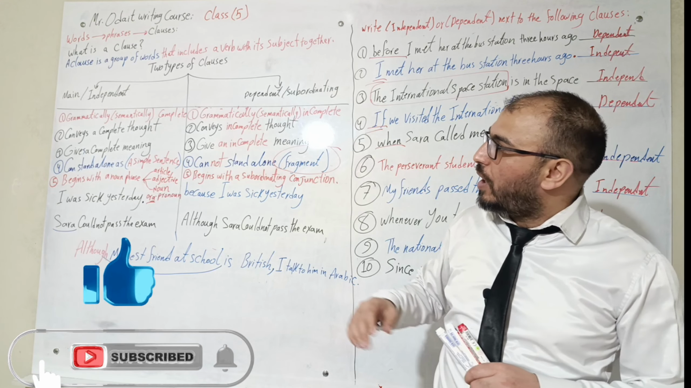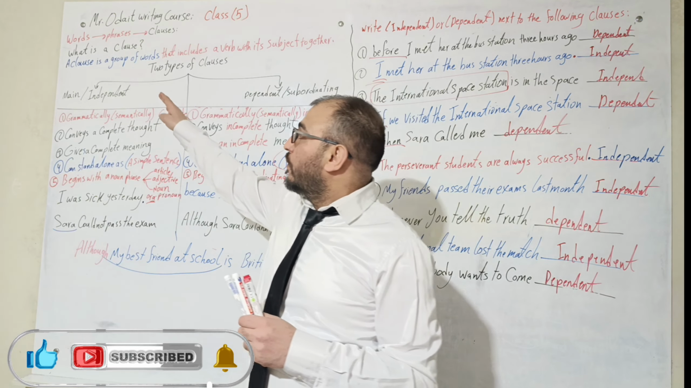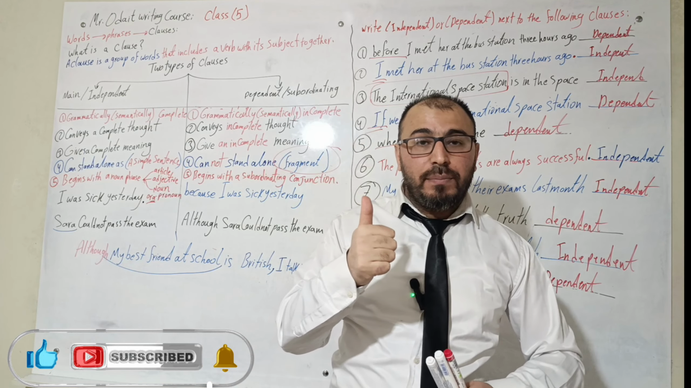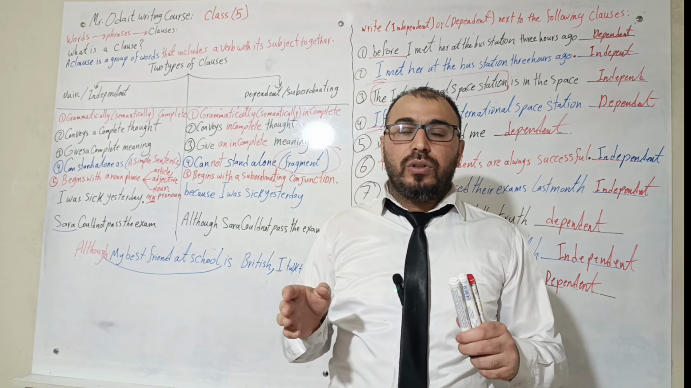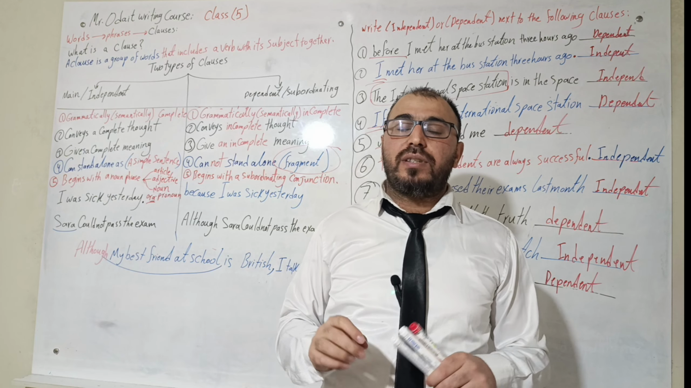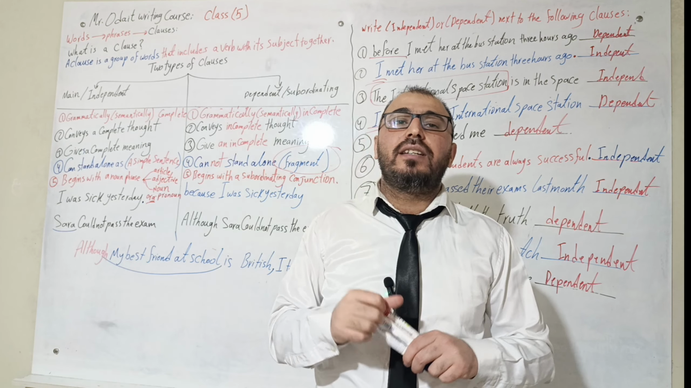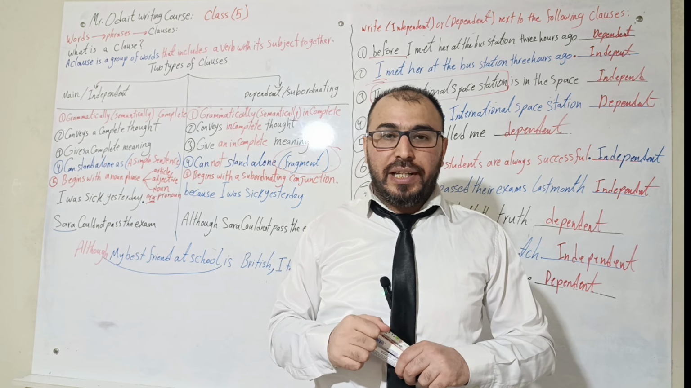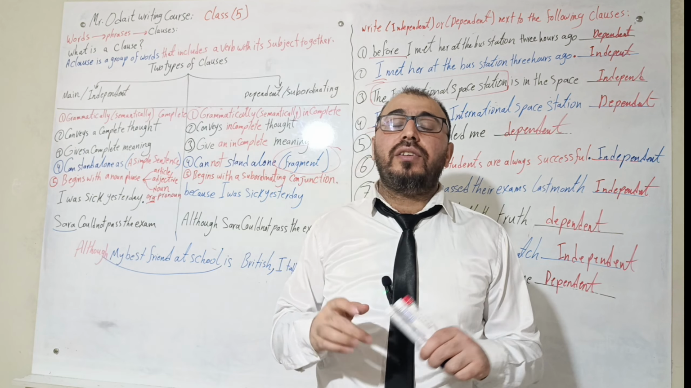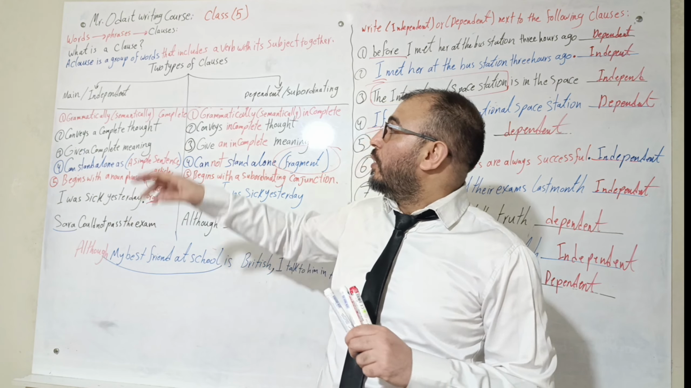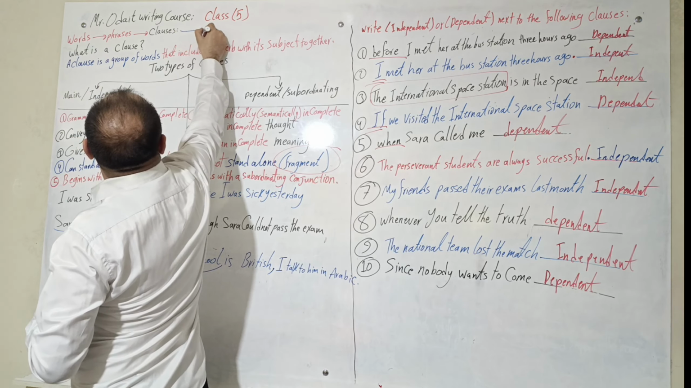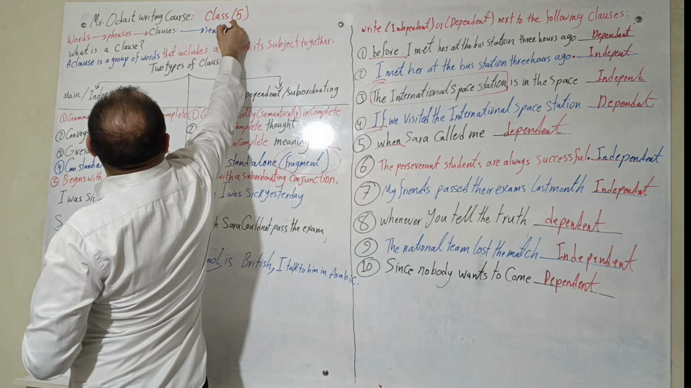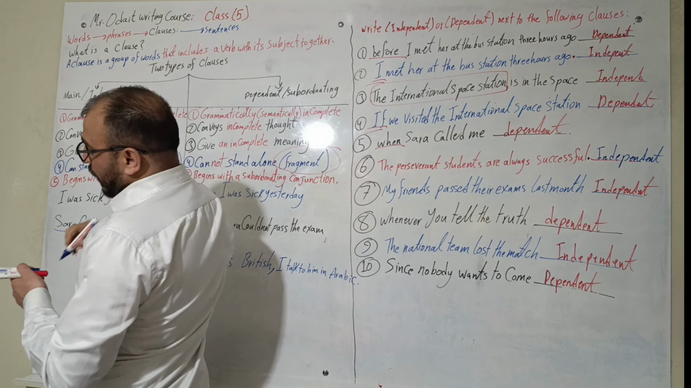Before I say goodbye to you, I would like to mention that for independent clauses, one independent clause alone can make a simple sentence. Two or more independent clauses can make a compound sentence if they are linked appropriately together. And we are going to talk about this when we talk about sentences in the next class, in class 6.